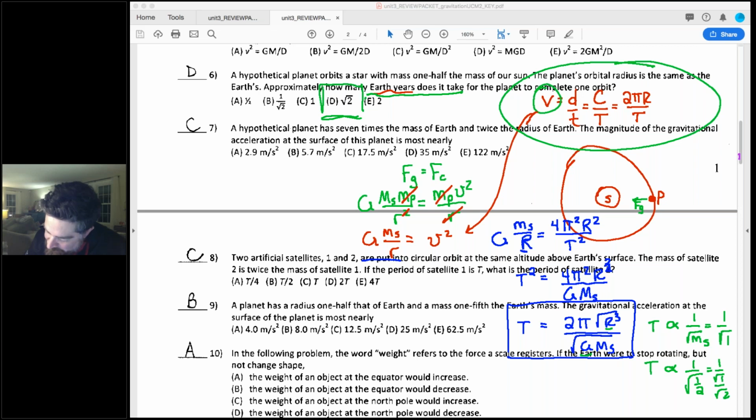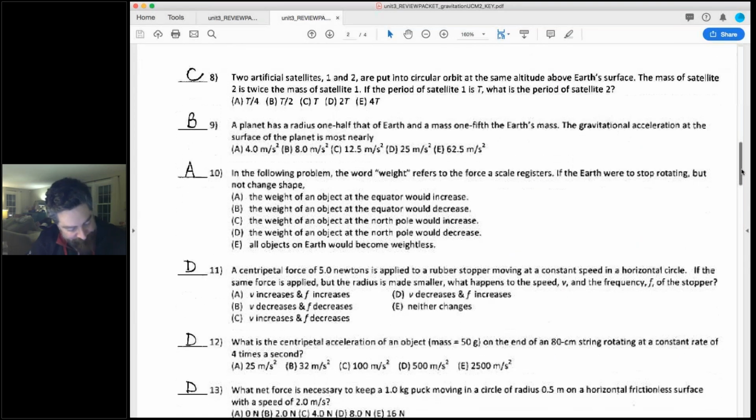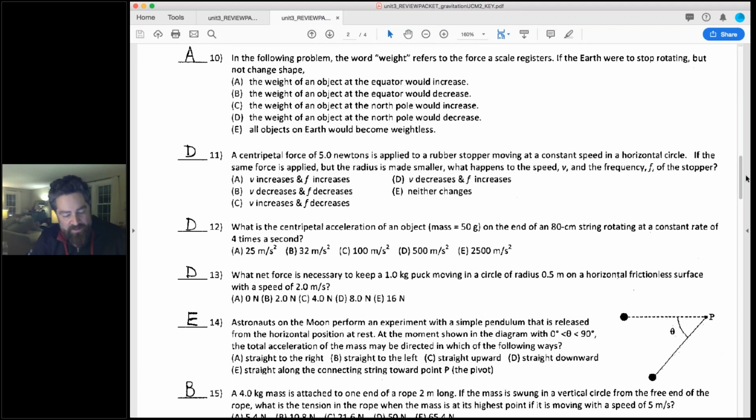10 and 18 were also asked about. And so we can take a look at those and see what they look like. Okay, so question number 10 is asking about the idea of weight. It refers to the force a scale registers.